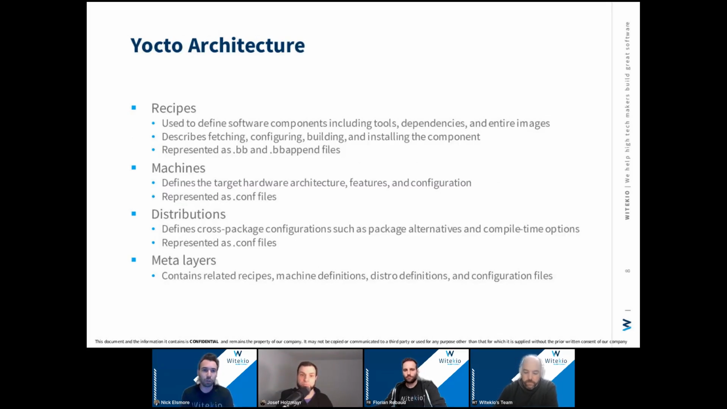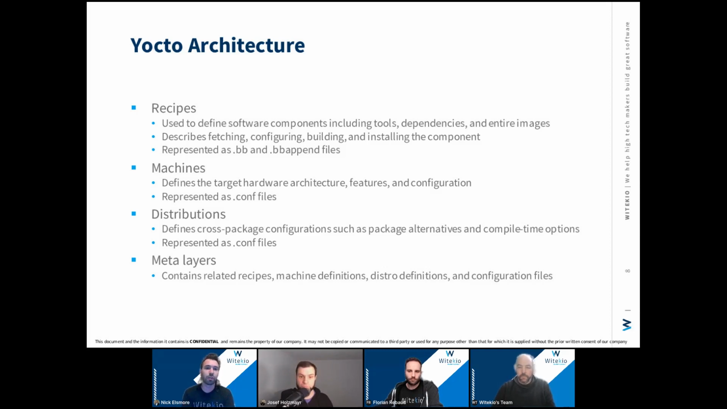So at the core, Yocto is built up of recipes. And recipes are used to define different software components. These could be tools, dependencies, libraries. You would write a recipe for your application to build your application. And then finally, the recipe is going to define your final image. And these recipes are going to contain the necessary information for fetching it from its remote, wherever it lives, configuring it, building it, and how to install it on the target.